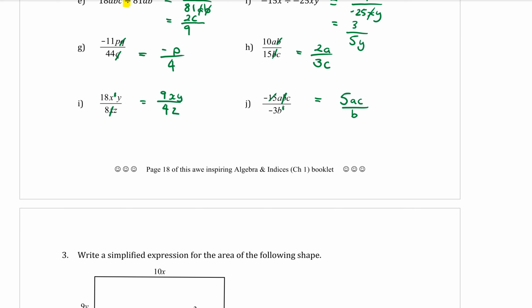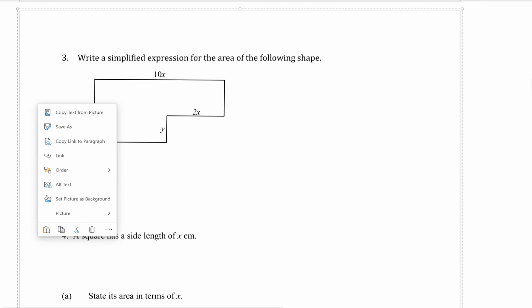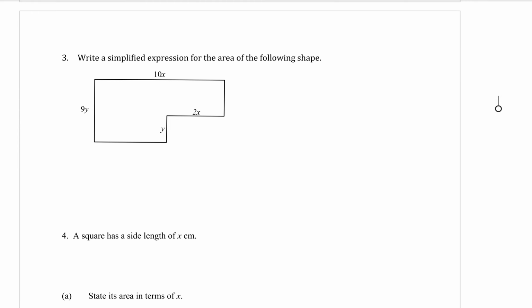Great. Okay, question 3 on the next page. There was a couple of questions at the end of the last exercise that I made you do that was a bit like this. So this is getting to the trickier stuff at the end, okay?